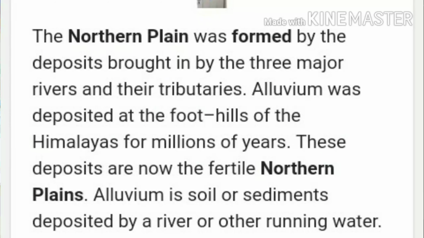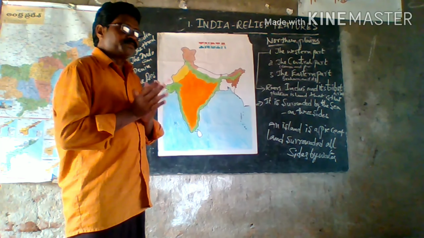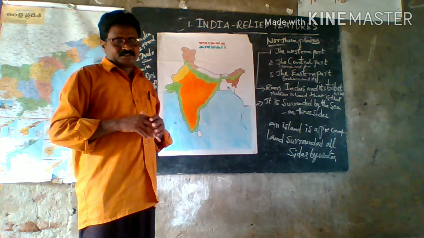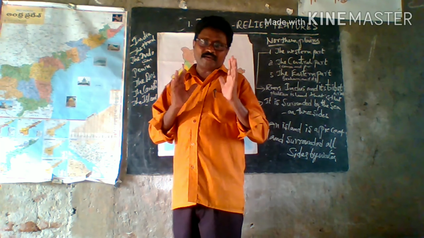Did you understand? What am I asking you? How are the northern plains formed in our country? The northern plains were formed by the deposits brought in by the three major rivers and their tributaries. The northern plains were formed by the silt deposited by the Himalayan rivers. Did you understand?